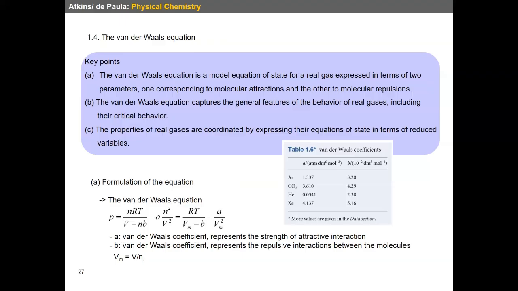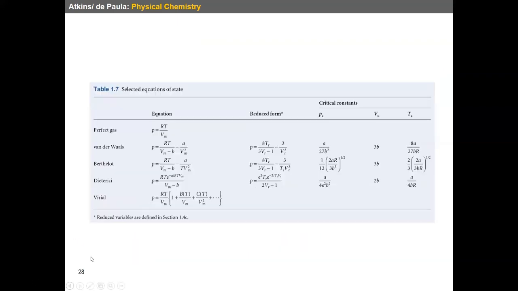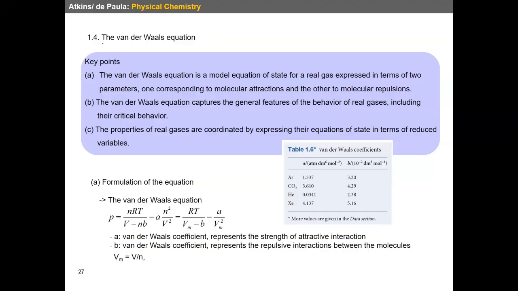And then today we will talk about another equation of state, which is the van der Waals equation. I think this is quite a famous person. This is the person who got the Nobel Prize because he developed this equation, which expresses the state of real gases.